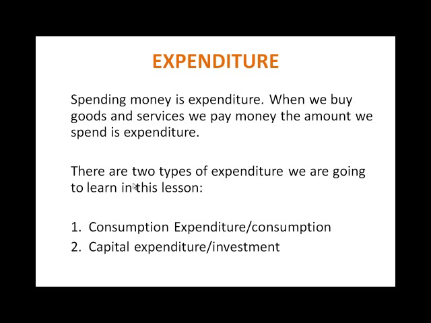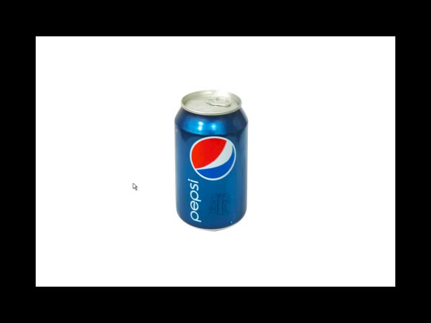There are two types of expenditure we are going to learn in this lesson. Number one, consumption expenditure or simply consumption. Number two, capital expenditure or investment. Consumption means using or consuming goods and services. For example, when we buy a Pepsi tin to drink, we are consuming our money and using Pepsi for our satisfaction.